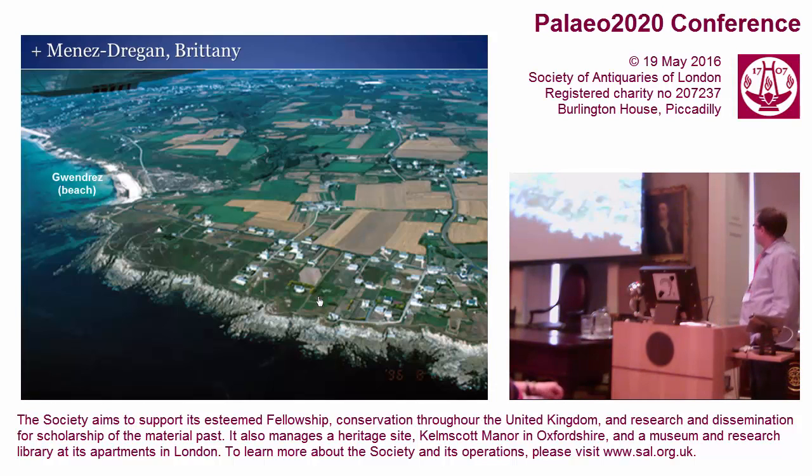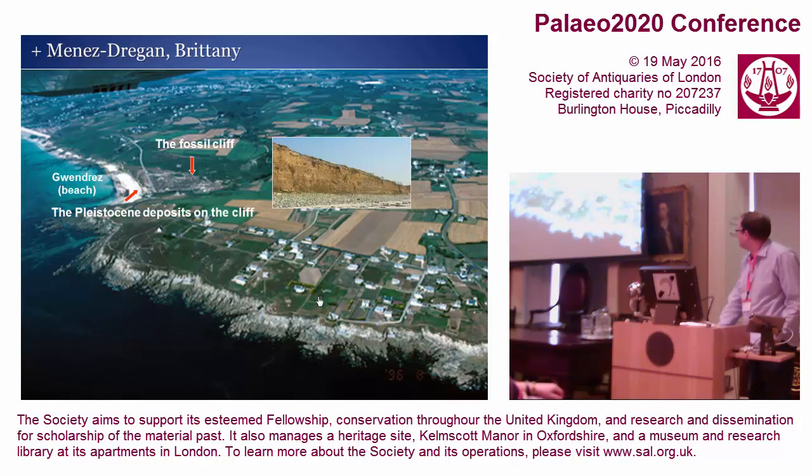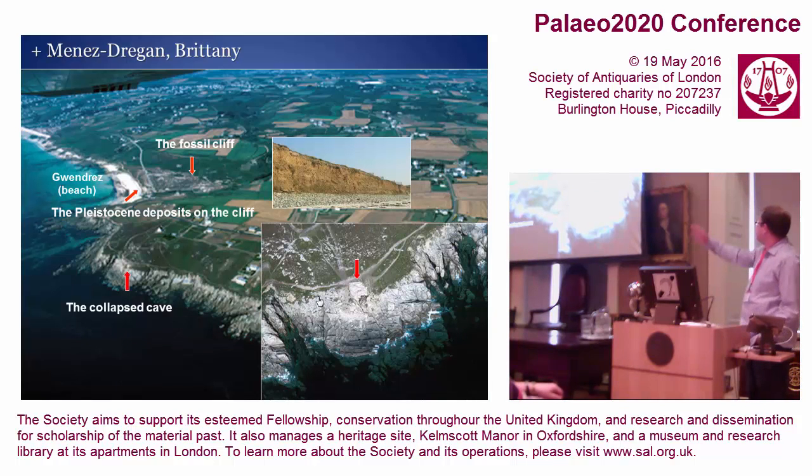This is the wider area where Menez Dregan is, Gwendrez, and these deposits along the foreshore. So there's a series of Pleistocene deposits in the Menez Dregan area that relate to the Menez sequence. The key thing about these is they are protected under what is termed the littoral law, I'm sure there's an English translation. So basically it's illegal to build next to these cliffs or next to the beaches. So the main thing threatening the deposits in this area is coastal erosion.